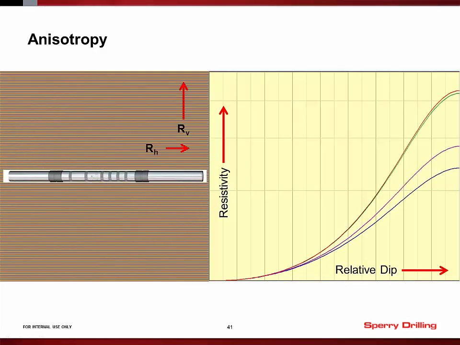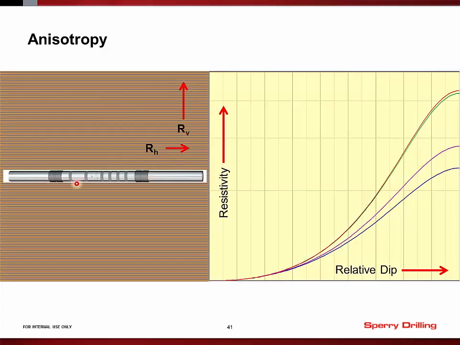As it tilts over, we start off with low resistivities, which correspond typically to the RH component. But as we increase the relative dip, as we tilt the tool over, we see an increase in the resistivities. This is an EWR phase 4 example, but all of the tools behave in a similar way. So we see an increase, which means that the tool is seeing more of the RV component, which is the higher of the two resistivities. But it never actually reads entirely RV.